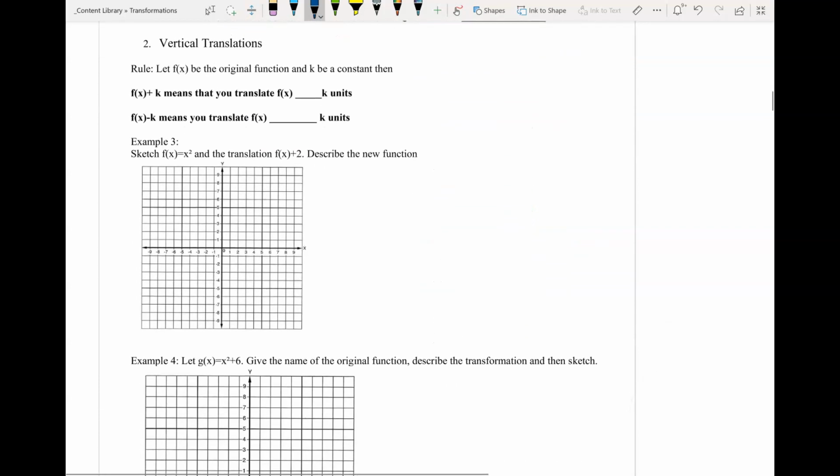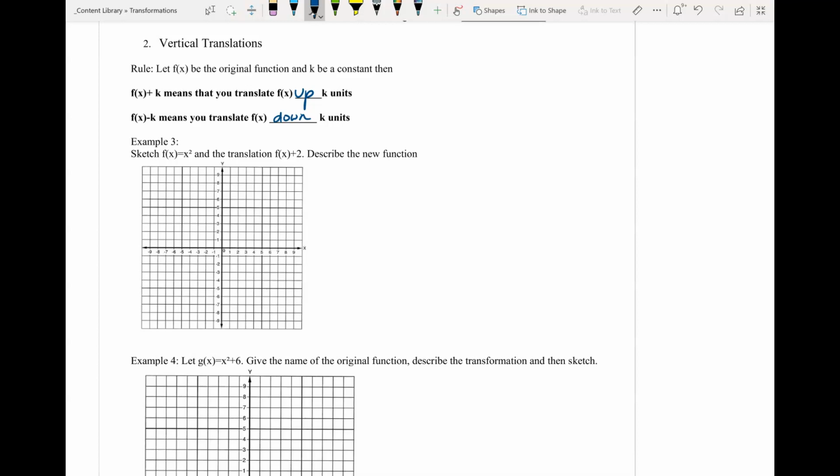Moving on to vertical translations. For vertical translations, k is a constant that's outside of the f of x. And when you see that, this plus k means you're going to move up k units. Negative k means you translate down k units.